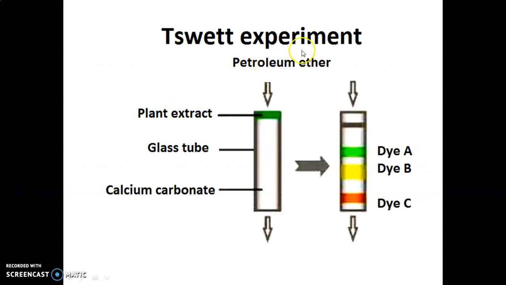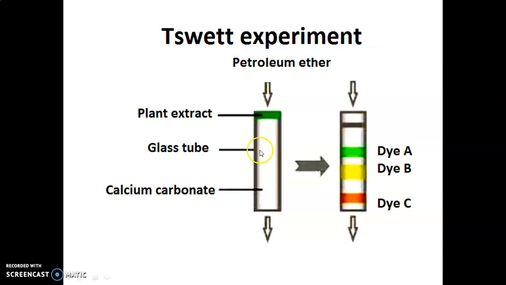ಇದು ಮೈಕಲ್ ಸ್ವೆಟ್ ಎಕ್ಸ್ಪೆರಿಮೆಂಟ್. First is taking the glass tube. It is very similar to burette without any readings on the surface of the glass tube. Then the glass tube is filled with calcium carbonate. It will act as a stationary phase.